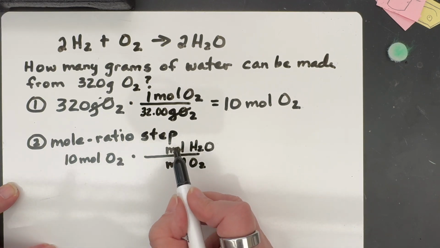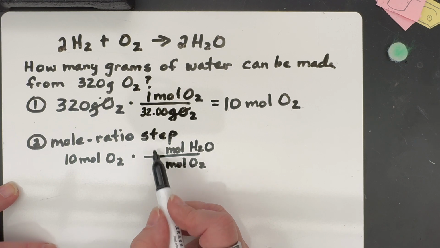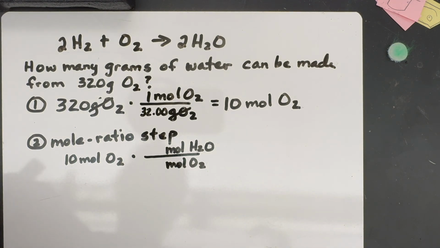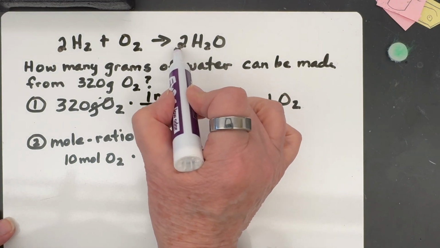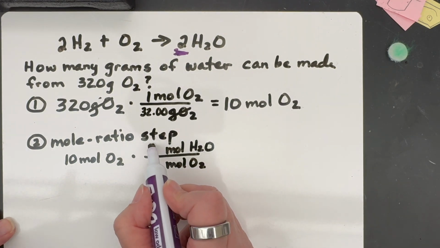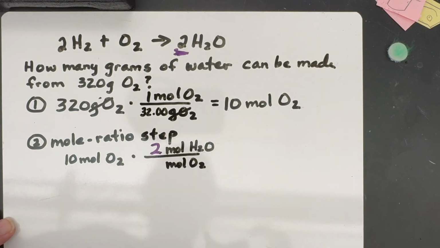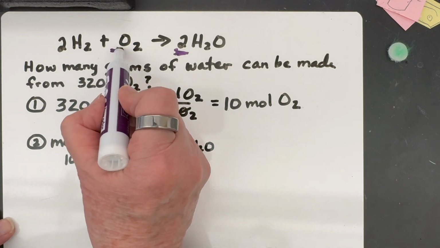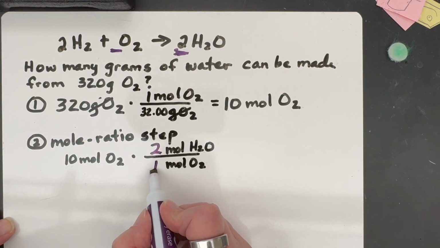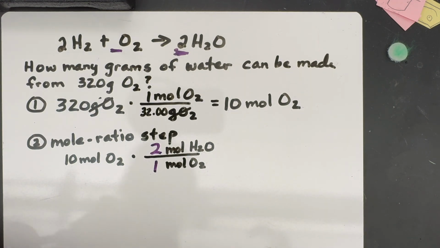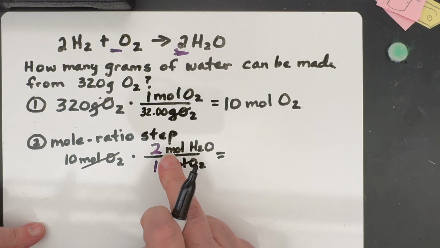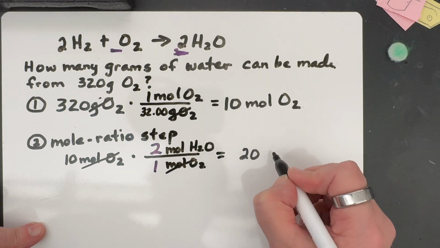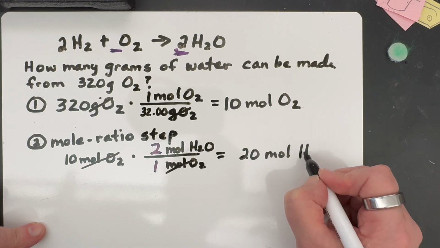So mole ratio means you need to have mole over mole, and the number that goes in front comes from the balanced equation. So if we look at our H2O, we go up to our balanced equation, there's a 2 in front of it. So that 2 goes in front of my H2O. And I go up here in front of oxygen, there's nothing, but remember that means that there's 1 mole of oxygen. So we're going to do 10 times 2 divided by 1. This unit cancels, and we're going to be left with moles of water. So now we have 20 moles of H2O.